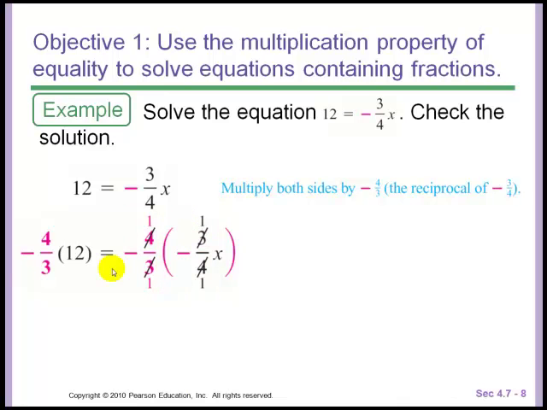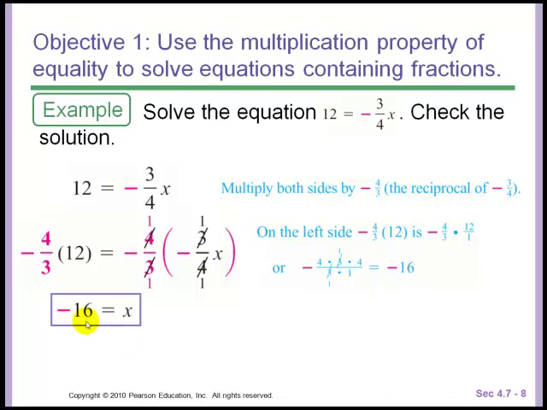That was the point. And then negative 4/3 times 12 is negative 4/3 times 12 over 1. 12 is 3 times 4. The set of 3's cancel, and we get negative 16. Therefore, our answer is negative 16 equals x.